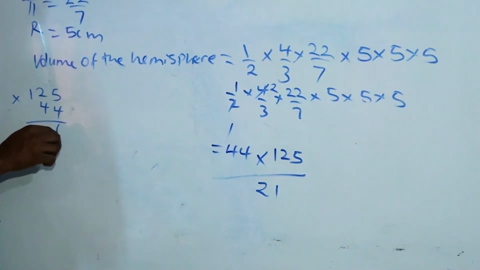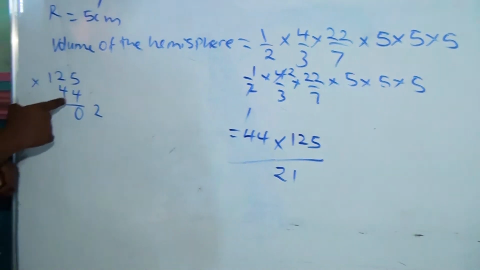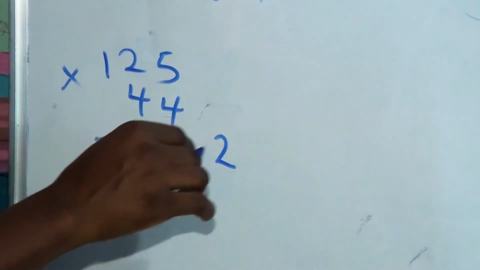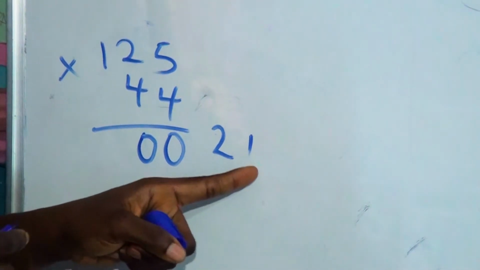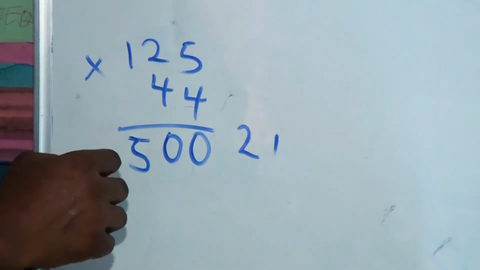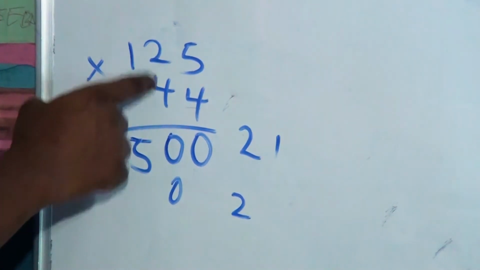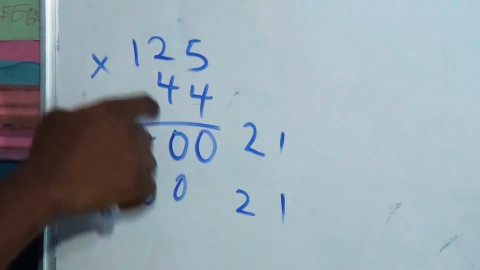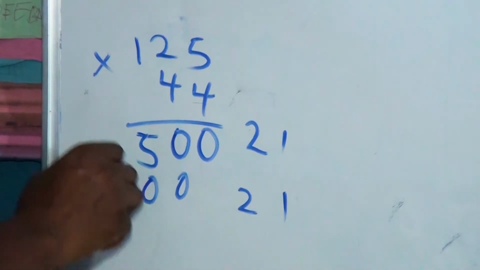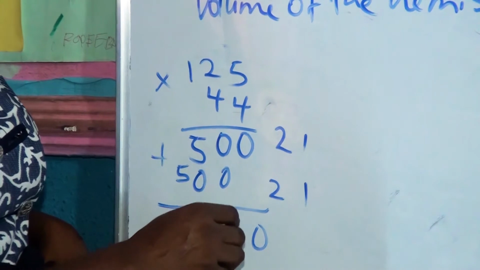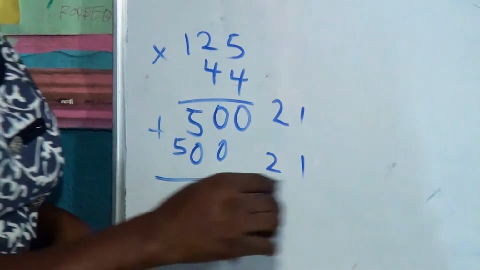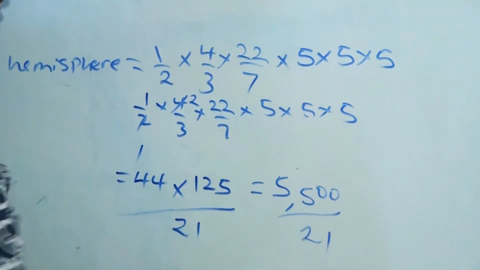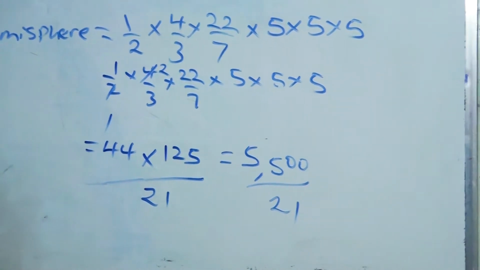4 times 5 is 20, write 0, carry 2. 4 times 2 is 8, plus 2, 10, write 0, carry 1. 4 times 1 is 4, plus 1, 5. 4 times 5 is 20, write 0 and carry 2. 4 times 2 is 8, plus 2, 10, write 0 and carry 1. 4 times 1 is 4, plus 1, 5. Then add up, we have 0, 0, 5, 5. So we are left here with 5,500 divided by 21.